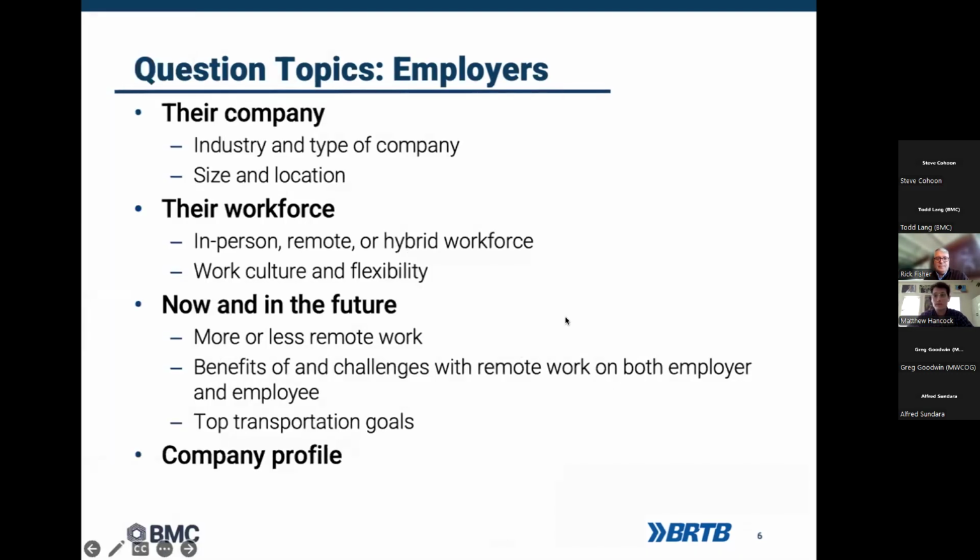For employers, this took on average about 8 to 10 minutes to complete and covered 4 topic areas as well: company designation, their current workforce, and issues surrounding transportation and workforce availability. This included issues with telecommuting, potential changes in the future, and questions that would help us develop a more comprehensive profile of the companies that were being surveyed.